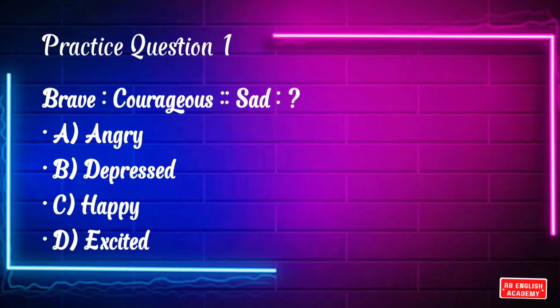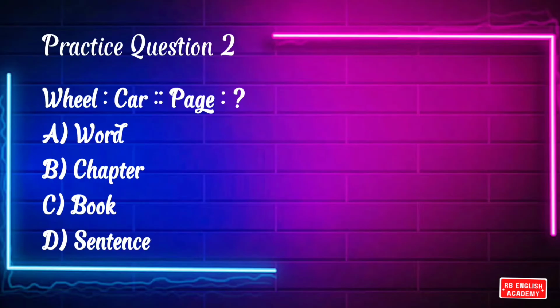And here I have given you a few practice questions. Question number 1 is brave, courageous, sad. Here I have given you a concept. Find out the relationship between the first pair and identify it for the second one. Practice question 2, wheel, car, page. Find out the relationship between these two words and find out the answer for the second pair.